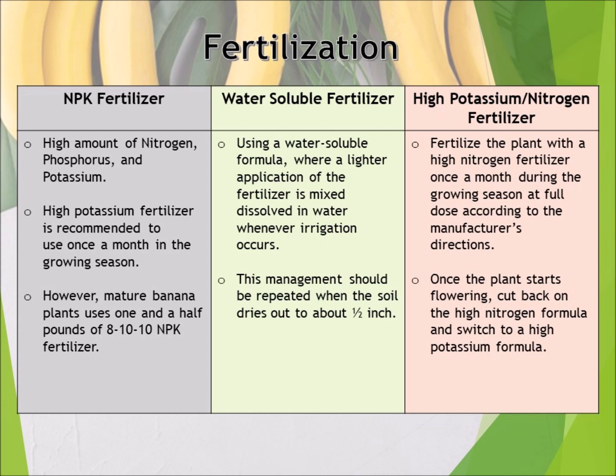And the third fertilizer is high in potassium or nitrogen. Fertilization is done with high nitrogen fertilizer once a month during the growing season at full dose according to the manufacturer's directions. Once the plant starts flowering, cut back on the high nitrogen formula and switch to a high potassium formula.